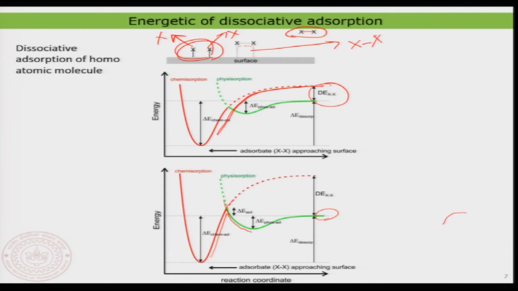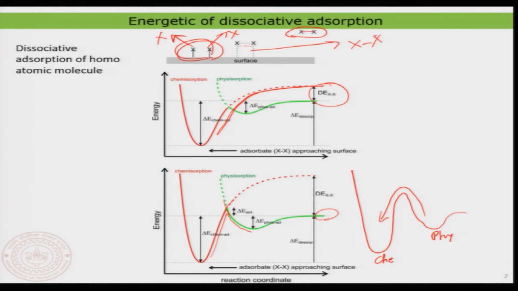So, that means you have a physisorbed molecule, and then the molecule needs to overcome a barrier to reach the chemisorbed state. This is the physisorbed state and this is the chemisorbed state, and the molecule needs to cross this barrier in order to come to the chemisorbed state. That is the difference in this case compared to the general physisorption, or generally an atom adsorbing onto the surface.